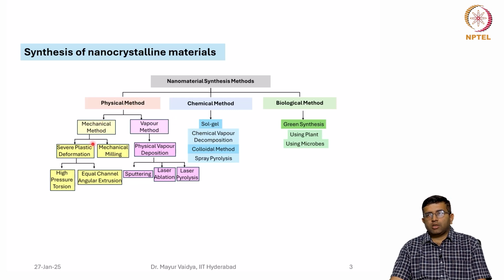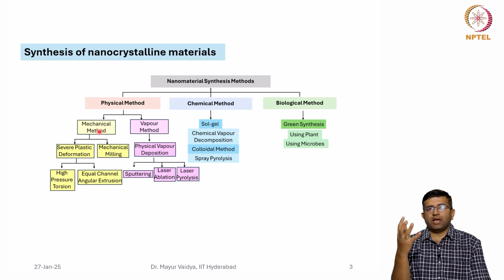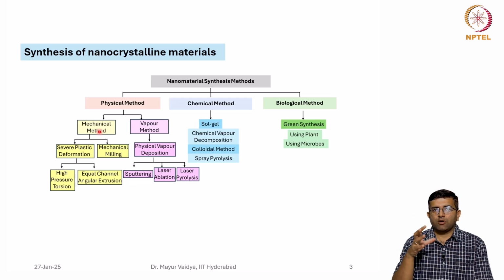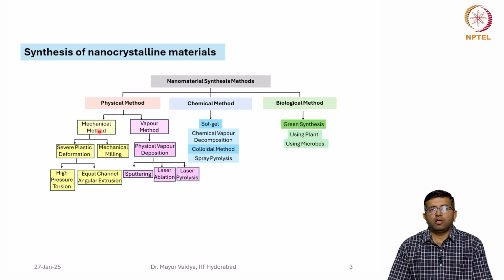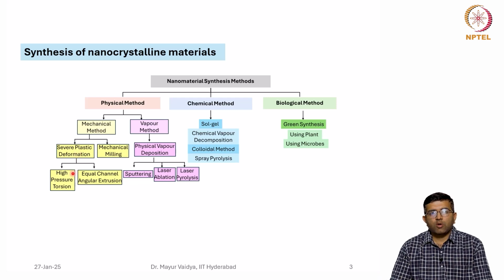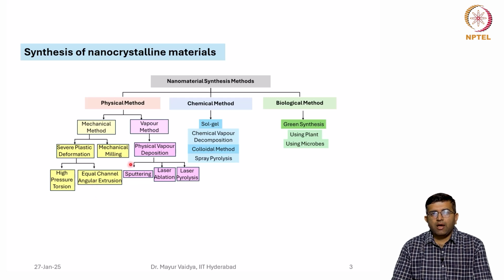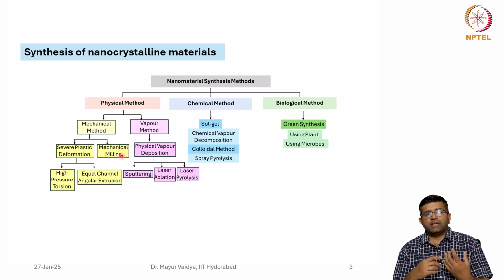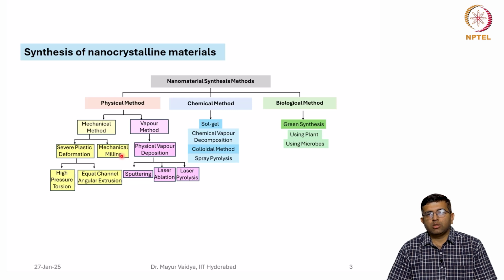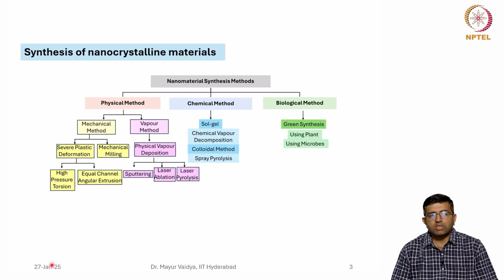Physically, you can also go for a mechanical method. Mechanical method means that you have the coarse grain structure, and you apply stresses or supply energy to break it down to the nanometer grain size. You have high pressure torsion and ECAP, which are the two popular techniques; there are others as well. Then you do mechanical milling, which are high energy ball milling techniques with which you can make nanocrystalline materials at room temperature. The vapor method involves physical vapor deposition, sputtering, laser ablation, laser pyrolysis, and so on. So there are a host of synthesis methods available to produce these nanomaterials.